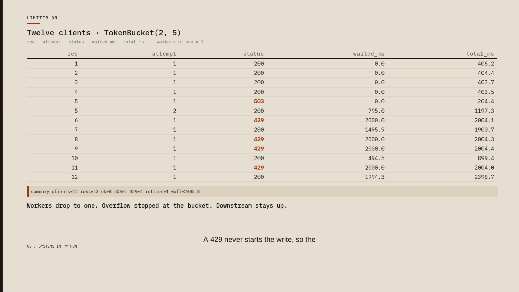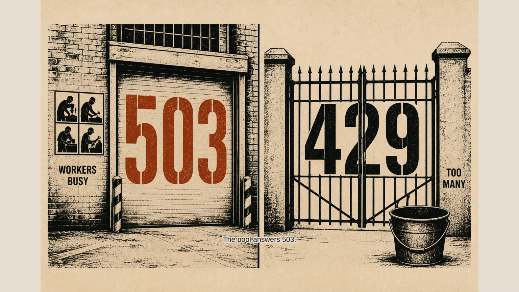A 429 never starts the write, so the hash and the row stay off that request. The pool answers 503. The limiter answers 429. The client should not retry a 429 as fast as a 503. A 503 can clear when a worker releases. A 429 clears when the refill adds a token. Retrying a 429 immediately is the same no.